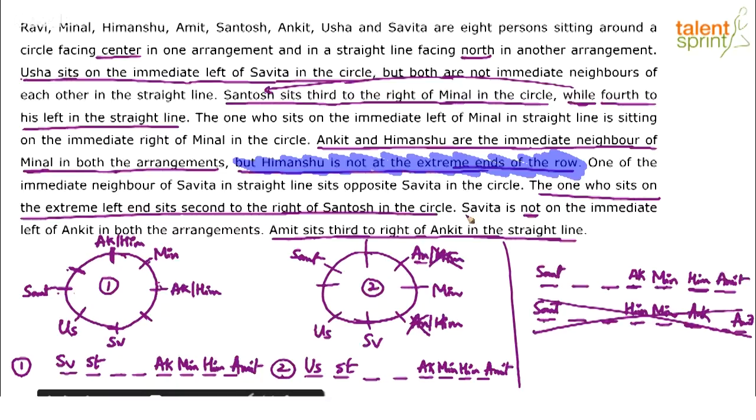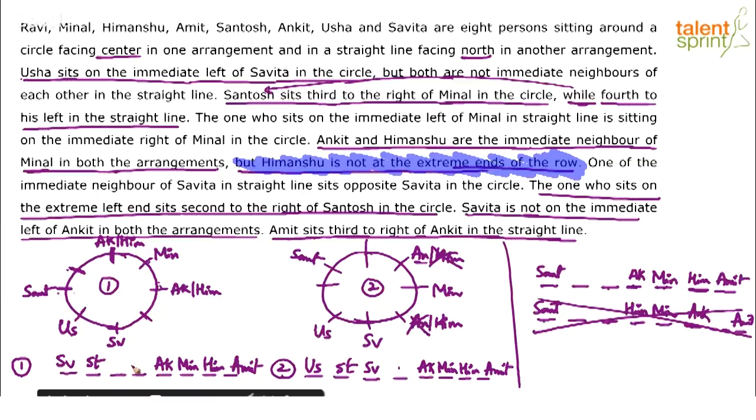Use this point. Savita is not on the immediate left of Ankit in both the arrangements. So if you use this point, what happens? See, Ankit is here. Savita is not on the immediate left of Ankit. Savita cannot come here. So Savita has to come here. Yes or no? Savita has to come here because she cannot be on the immediate left of Ankit.